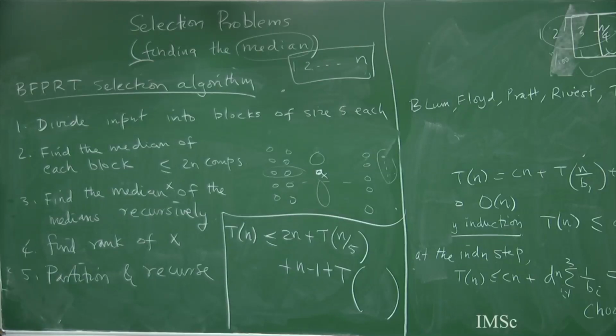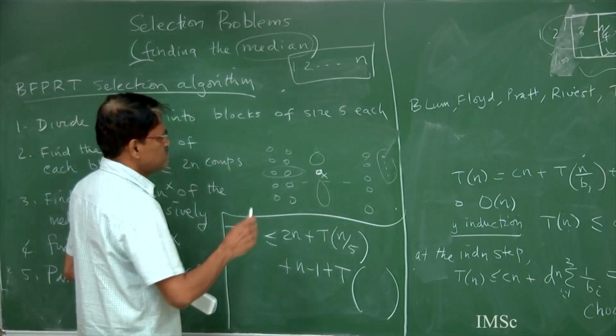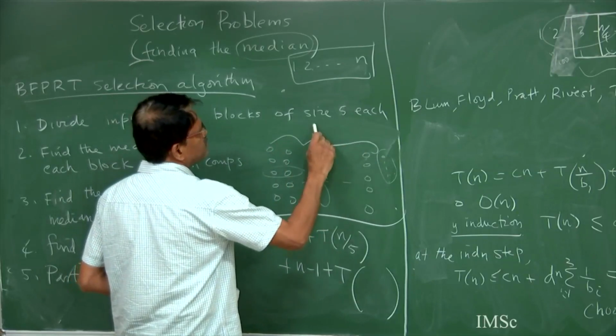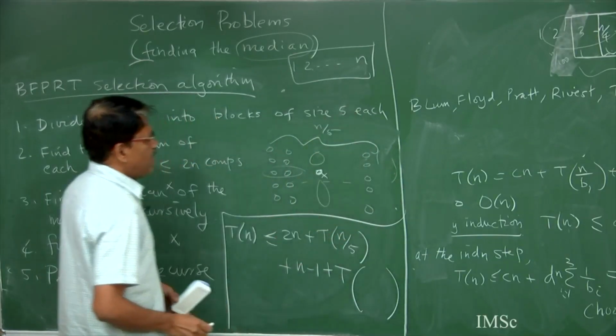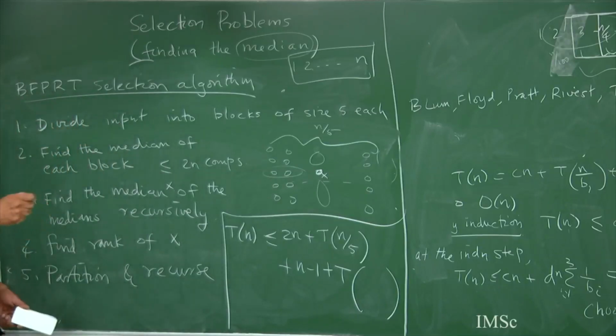So, look at that picture, right. There are n over 5 such blocks, right. Let me ignore the last thing, assume n is a multiple of 5. So, I pick the median of the medians, and that is my pivot. And so, how many elements are definitely in both ends? What can you say?